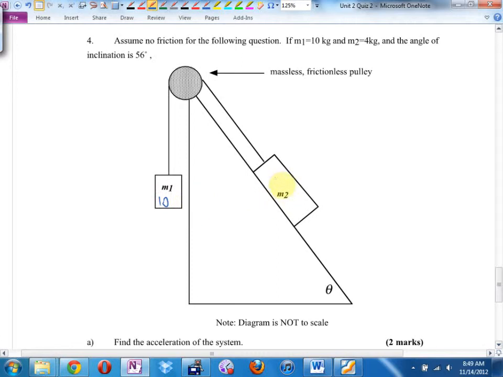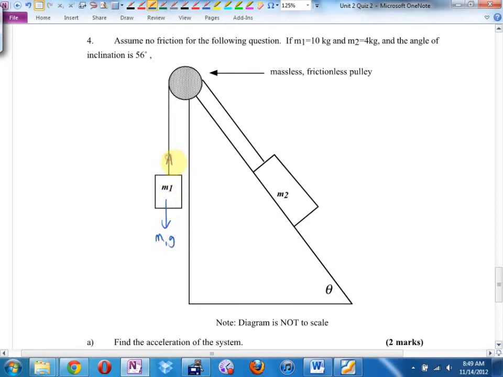Now, if this is 10 kilos and this is 4 kilos, I know the 10 has to be winning because the 4 is at an angle, which means it's not pulling straight down. Definitely the heavier mass is going to win. If they had flipped this, I'd have to make a guess, and if I guessed wrong, I'd get negative acceleration. I'd work my way through it somehow.